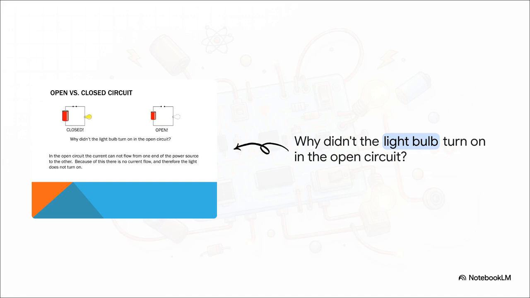Why? Because that physical gap totally blocks the ordered flow of electrons from reaching the return end of the power source. It's a fundamental rule. No complete loop means no current, and no current means absolutely no light.